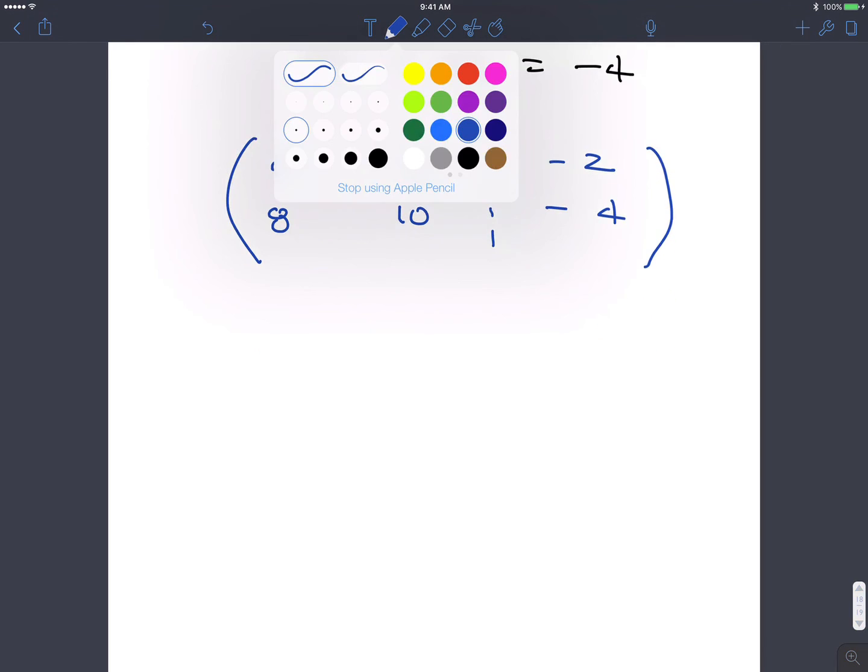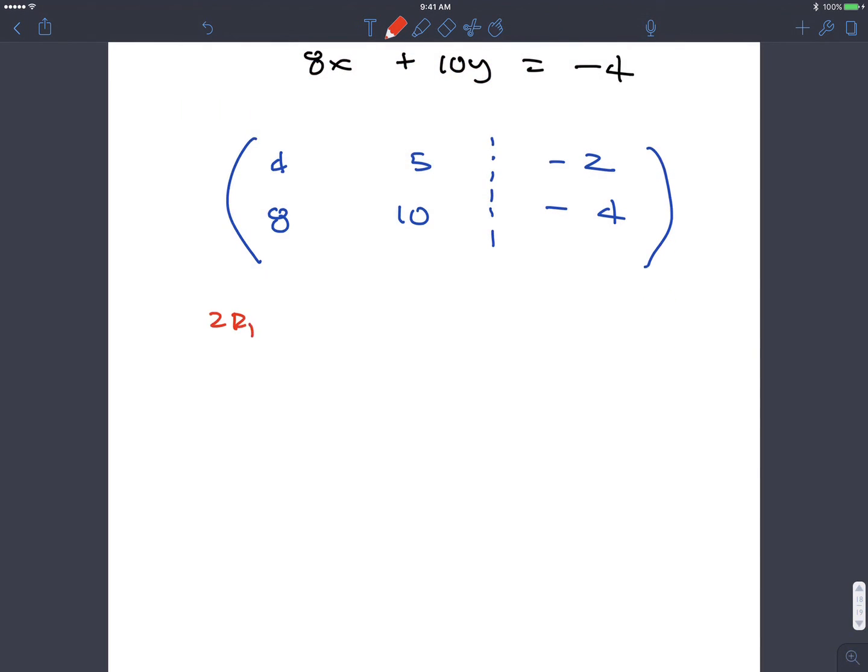Again, we have the multiple situation, so we're going to multiply 2 with row 1, and that's going to change row 1. So every entry here, 4, 5, negative 2, gets multiplied by a 2. So we get 8, 10, negative 4. Actually, we need to do a negative 2 here. Negative, negative, and now a positive. All right.